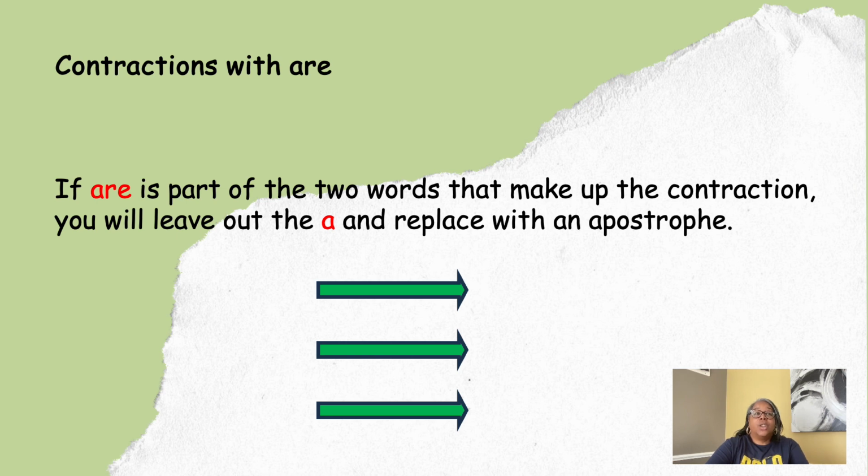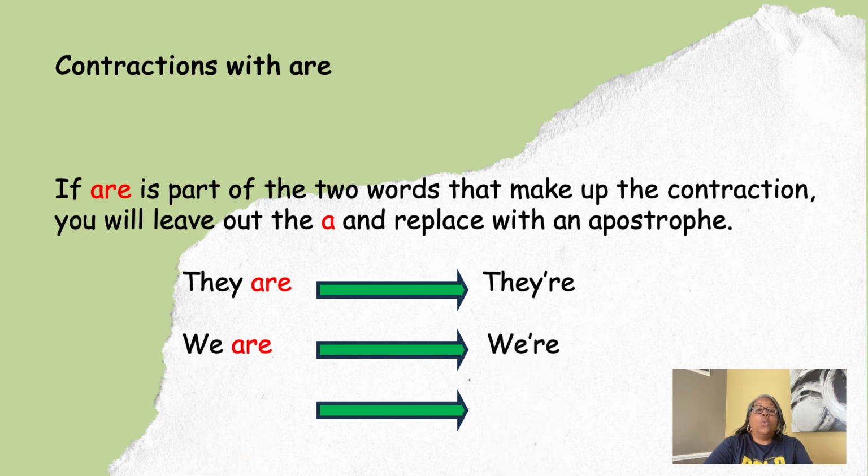Using contractions with the word are. If are is part of the two words that make up the contraction, you will leave out the A and replace it with an apostrophe. An example, they are became they're. We are became we're. And you are became you're.